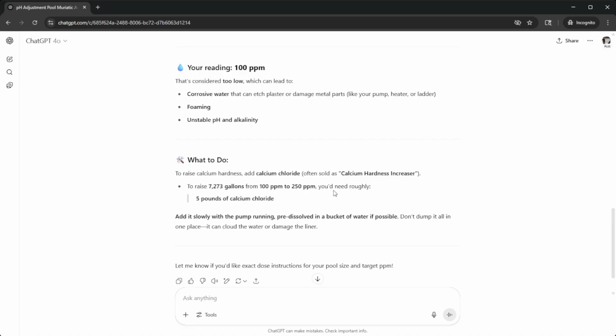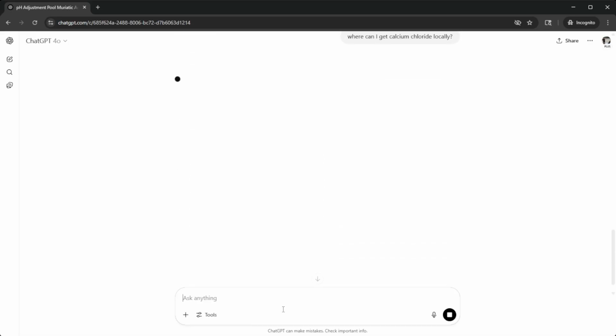See, look, you're already finding out all the answers right here that you'd have to go all the way to the pool store for, and then they would try to sell you expensive products. So like the pool store would probably try to sell you like a balance pack 300 or whatever for $60. So, where can I get calcium chloride locally?